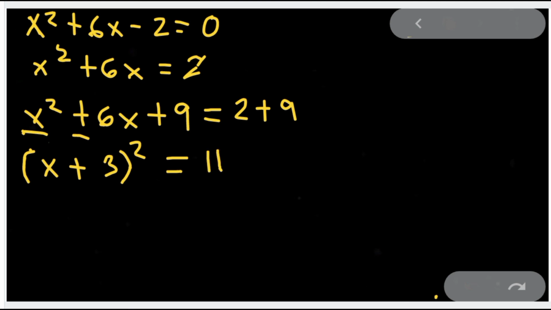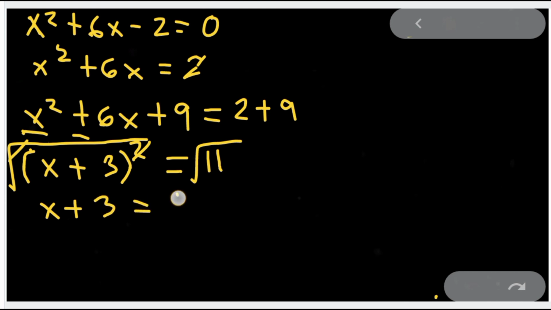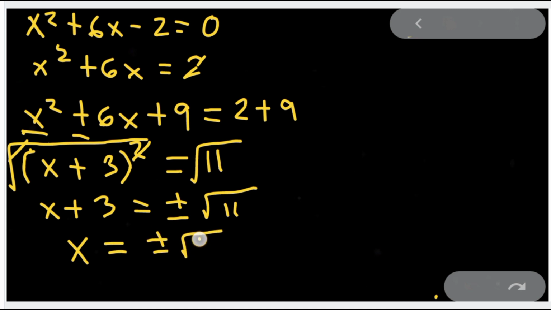The next thing we need to do is to isolate, or just get the square root rather. So get the square root of both sides. So we can cancel here. So we have now x plus 3 is equal to positive, negative square root of 11. Then transpose positive 3 to the other side. We get now x is equal to positive, negative square root of 11 minus 3.